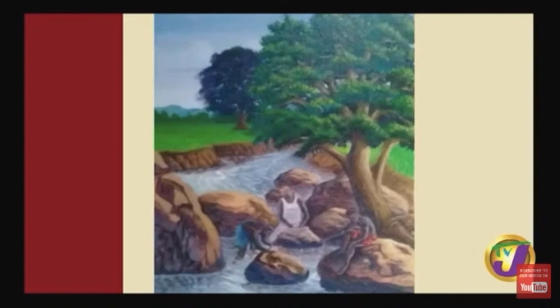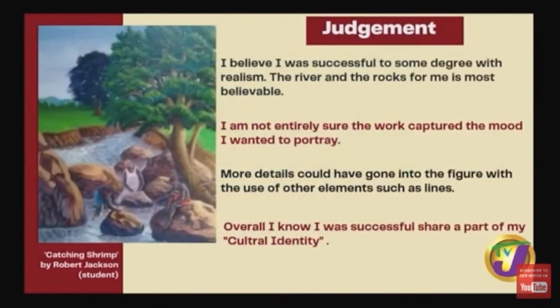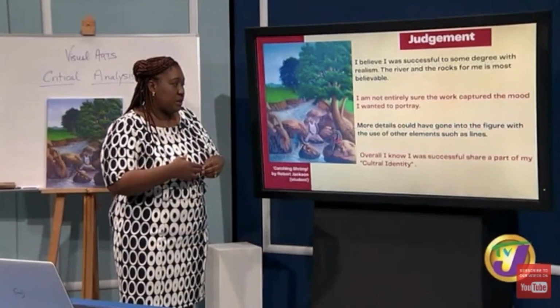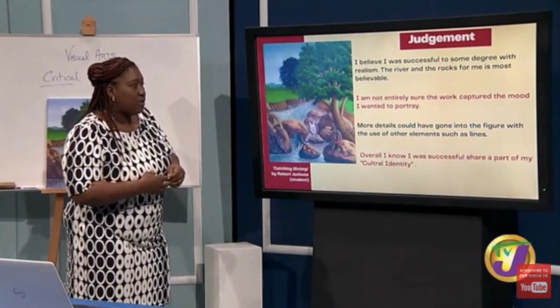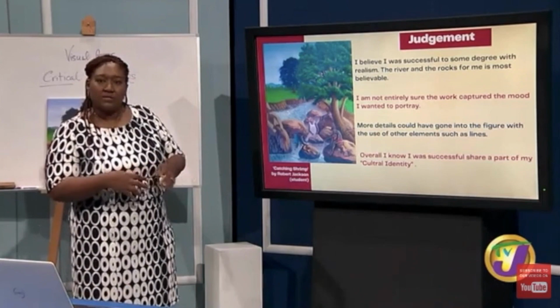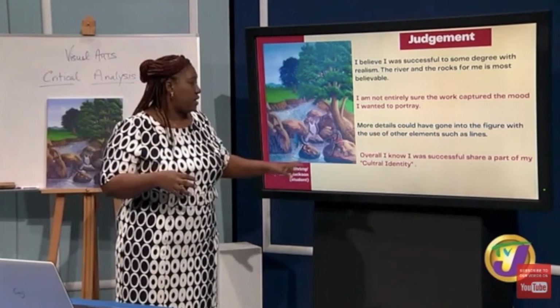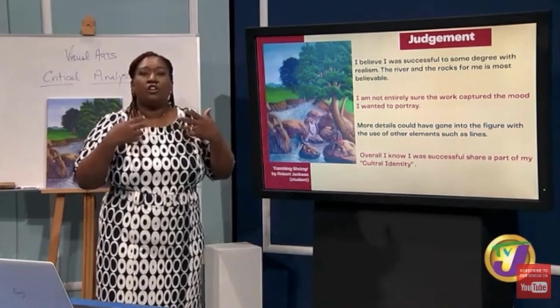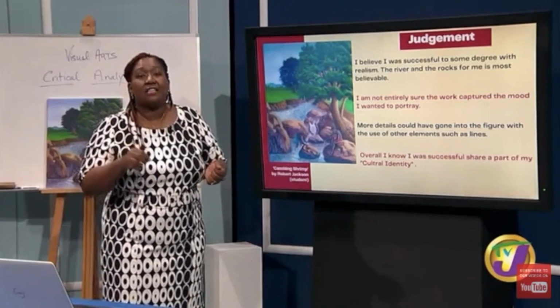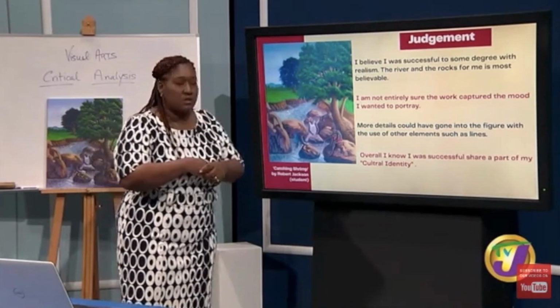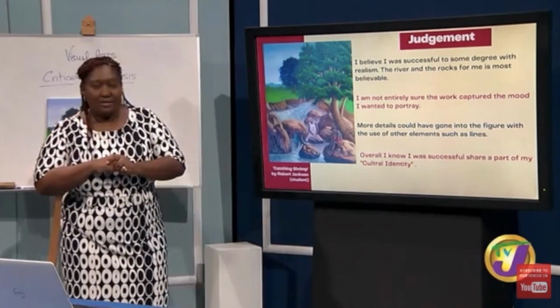"So more details could have happened on the figure, such as elements." So he's saying here that if he had put more details using lines on the figure, you'd be able to see more details on the person's face and their clothes, he would be a little bit more successful here. "Overall, I know that this was a successful work sharing my theme on cultural identity." I think so too. So kudos to you, Robert. Okay.